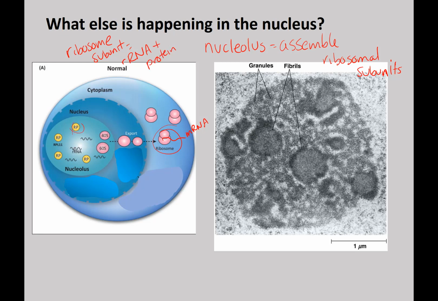Okay, so these RPs are ribosome proteins. You've got your ribosomal RNAs. They come together to form the large and the small subunits. Those large and small subunits are the ones that are transported. So there's no ribosomes in here. Okay. Remember that the nucleolus is an area, okay, that this is happening. Okay, and we're not going to worry about distinguishing the granules and the fibrils. All I want you to know is that there's this area where you've got ribosomal RNA being made and ribosomal subunits, RNA and protein, being put together for export.